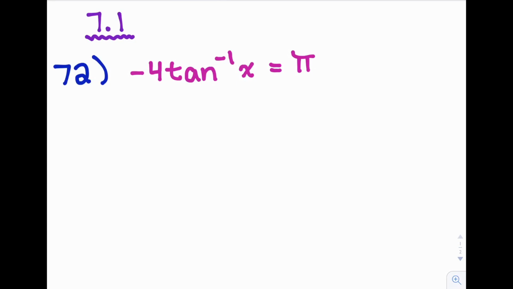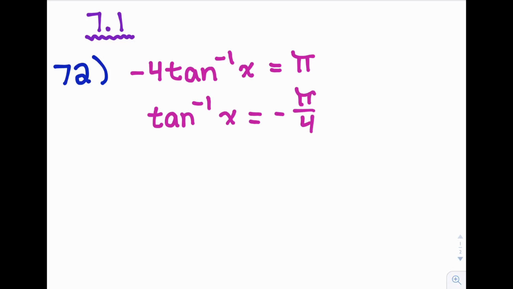The first example I will be demonstrating is number 72 from the 7.1 homework. The given equation is -4 times the inverse tangent of x equals pi. To start, you divide both sides by -4, which gives you the inverse tangent of x equals -pi/4.